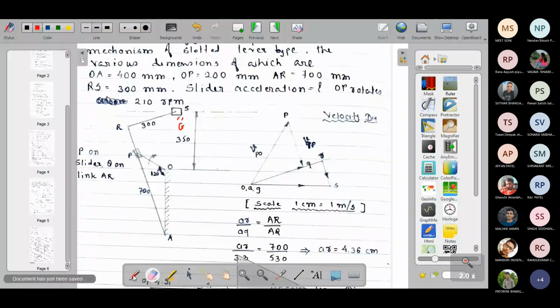Now what is next? Now I have point P. Okay, now for the other component, you do not have magnitude, but you have direction. Yes or no? Okay, so point Q is here only, just beneath point P. So from point A, I can draw a line perpendicular to link AR. Okay, so I have drawn one line perpendicular to link AR.